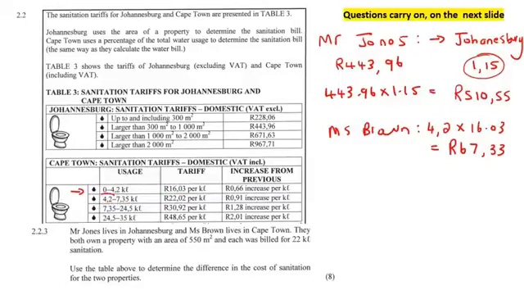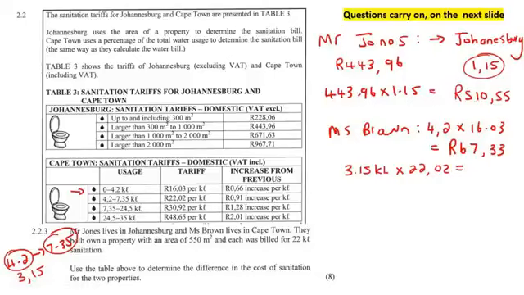So how much water are we able to use here? Well, it goes all the way from 4.2 up to 7.35. So how much water is that? Well, that's going to be 3.15. If you subtract these two numbers, that is how much water is inside there. So Miss Brown uses 3.15 kiloliters from that category. So we can say 3.15 multiplied by 22.02, and that'll give us 69.36 Rand in that category.